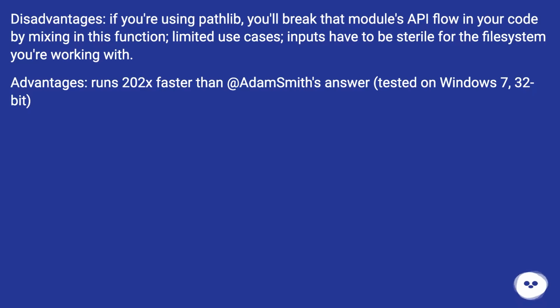Disadvantages: If you're using Pathlib, you'll break that module's API flow in your code by mixing in this function. Limited use cases: inputs have to be sterile for the file system you're working with. Advantages: runs 202x faster than Adam Smith's answer. Tested on Windows 7, 32-bit.